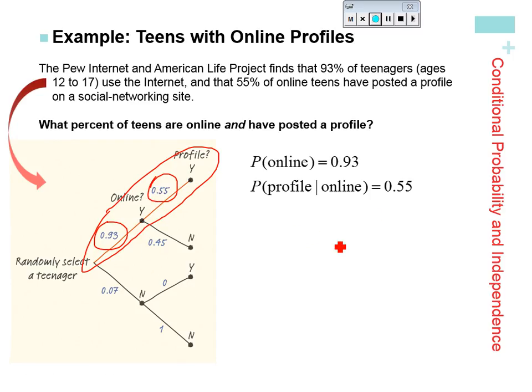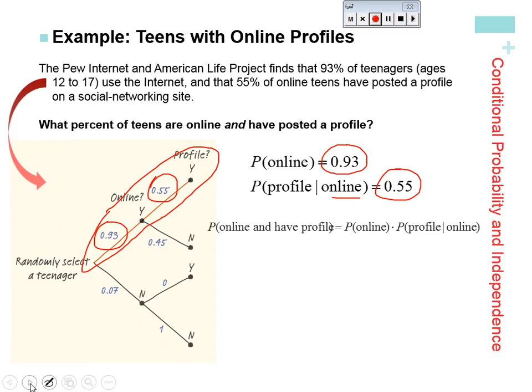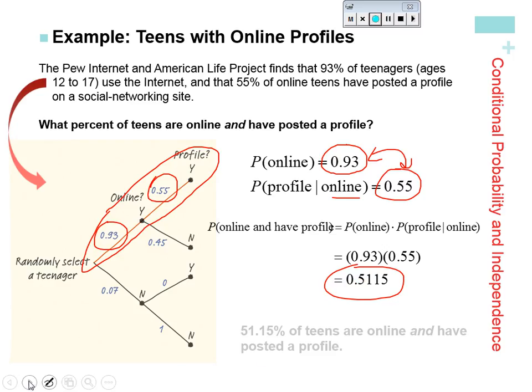So in terms of probabilities here, here's the probability that a student is online. Here's the probability that they've posted a profile to a social networking site given that they're online. So in terms of finding the probability for those, essentially we're going to take these two and multiply them together. And when we do that, we get roughly about 0.5115, which in this case means that roughly about 51.15% of teens are online and have posted a profile to a social networking site.